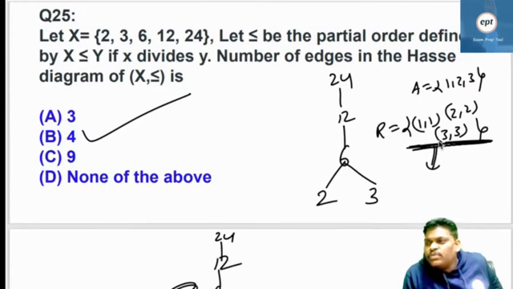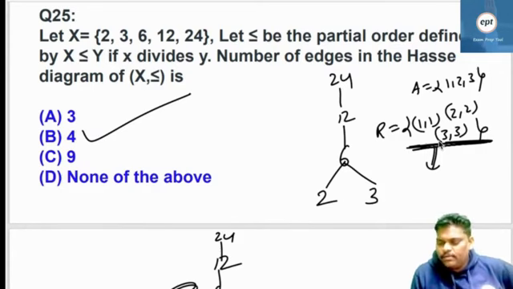Then what does irreflexive mean? What is the meaning of irreflexive? Not even one pair of the form (x,x) can be there.